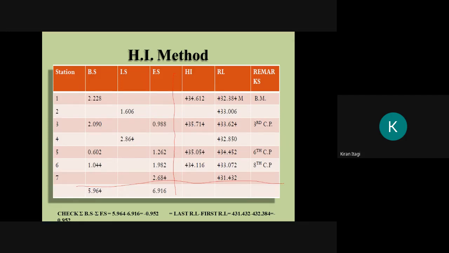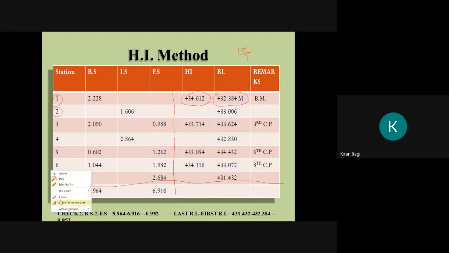Okay, now you have office work or paper work. See, initially instead of giving 100, how much has he given? 432.384, in terms of meters. So initially, for example, we were taking 100, but he has directly mentioned the level. So we have got the RL at station 1. Instead of A, B, C he has given 1, 2, 3, 4, 5, 6, 7. So at station 1 the reduced level was 432.384. Then what will be the height of the instrument? We have to add 2.228.